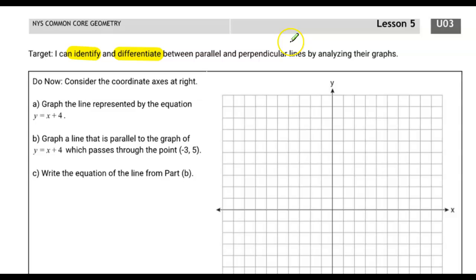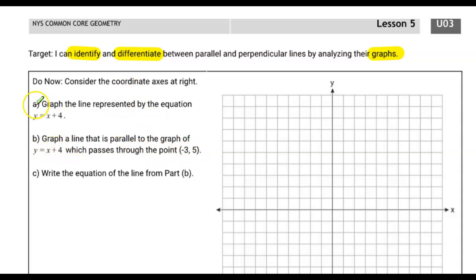The previous lesson was talking about analyzing their equations. Now we're going to be analyzing their graphs. There's going to be a lot more graphing, which is a basic skill that you learned in algebra. Here's the do now. It asks us to graph the line represented by y equals x plus 4, and then graph a parallel line to y equals x plus 4, which passes through this particular point.